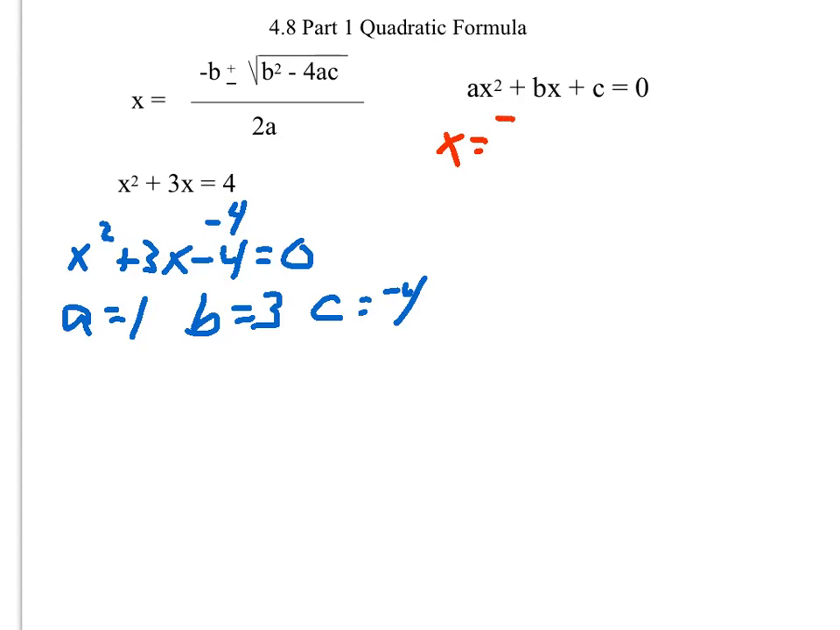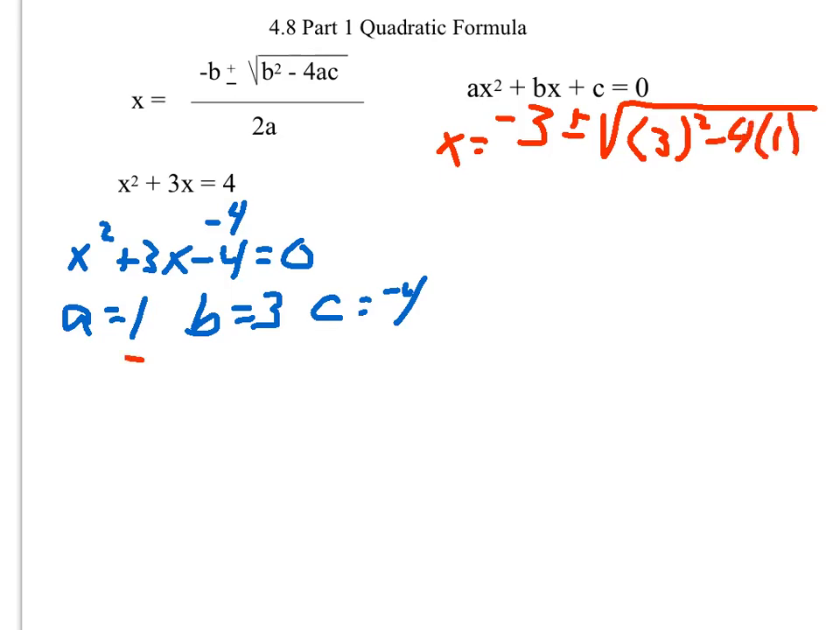So right now b is 3, so we have negative 3, plus or minus the square root of 3 squared minus 4 times a, which is 1, times c, which is negative 4, all over 2a, so 2 times 1. Now we just, for lack of a better term, kind of grind through this thing.